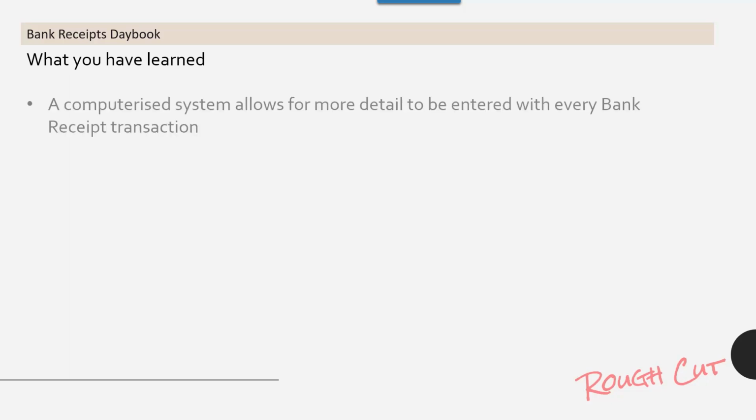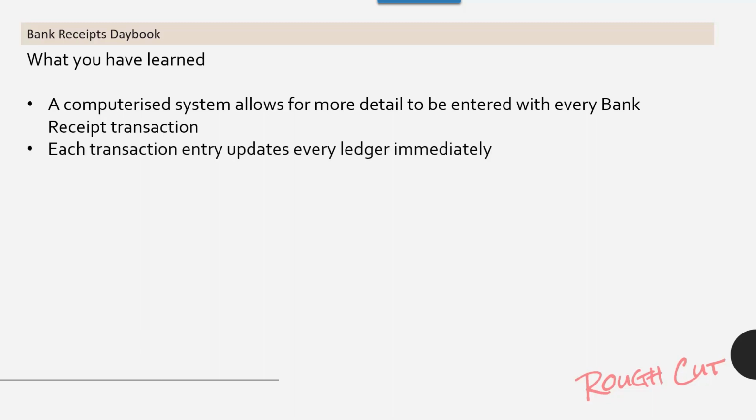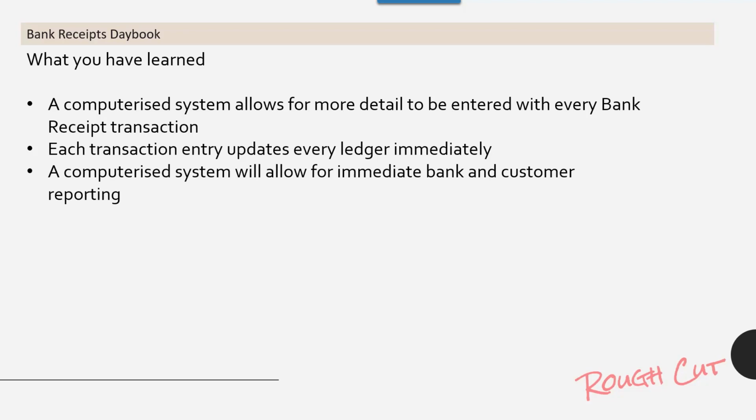What you have learned. A computerized system allows for more detail to be entered with every bank receipt transaction. Each transaction entry updates every ledger immediately. A computerized system will allow for immediate bank and customer reporting.